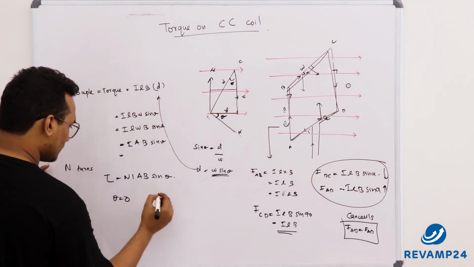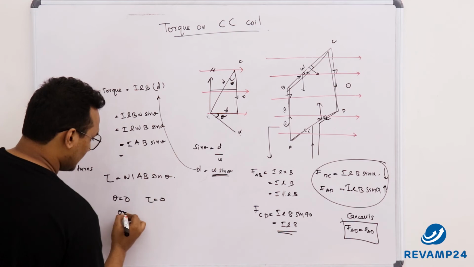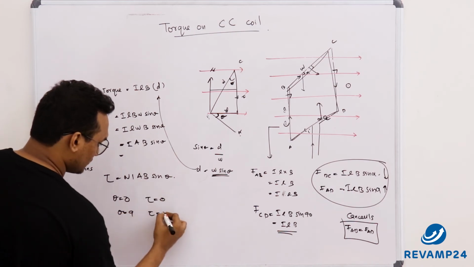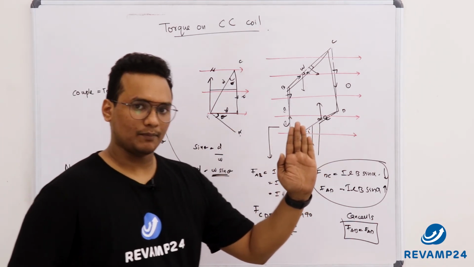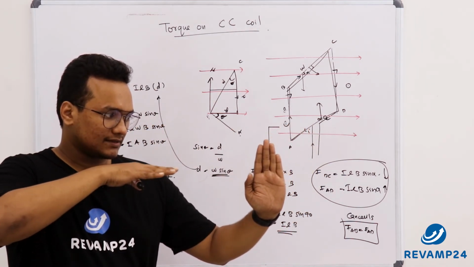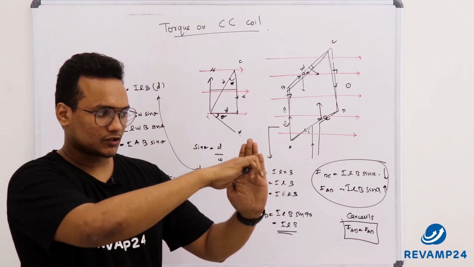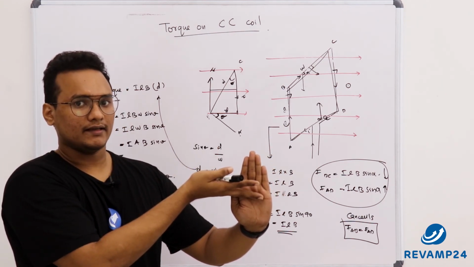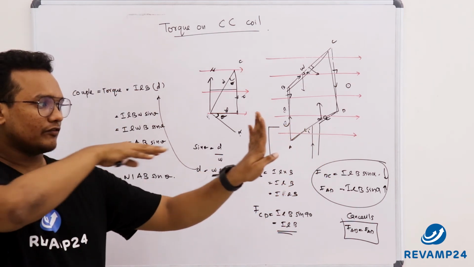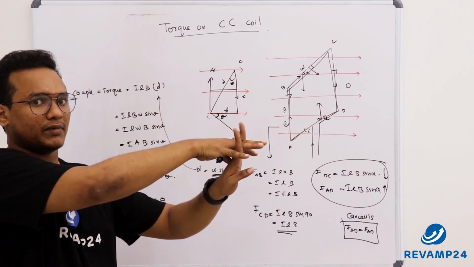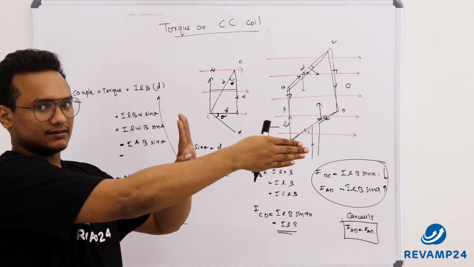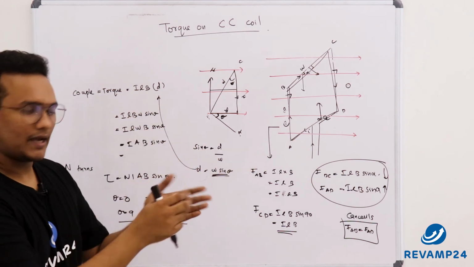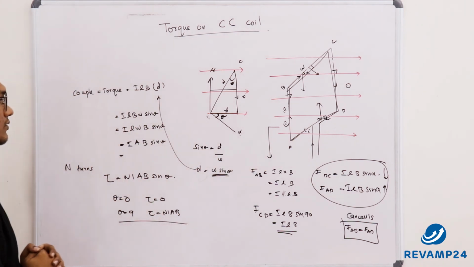So when theta is equal to 0, torque is equal to 0. When theta is equal to 90, torque is equal to maximum, that is NIAB. Don't get confused. This is the plane. If magnetic field lines are passing in this way, that means with respect to the area, it is making 90 degrees. Okay. Now, if magnetic field lines are passing in this way, that doesn't mean that these are perpendicular. Area is in this way and magnetic field lines in the same way. So they are parallel, making torque equal to 0. This one is very important. Make a note of it.